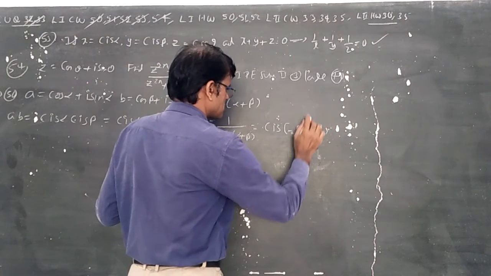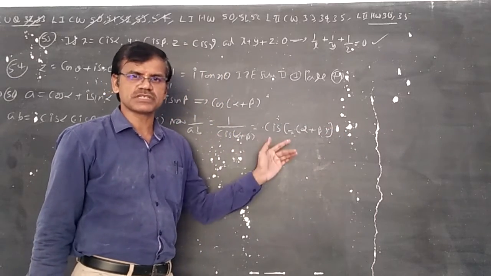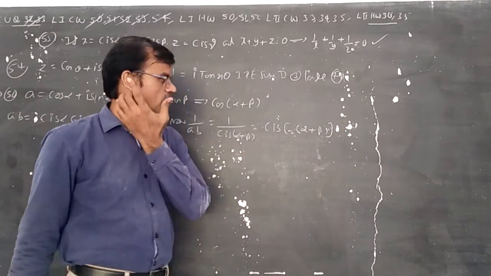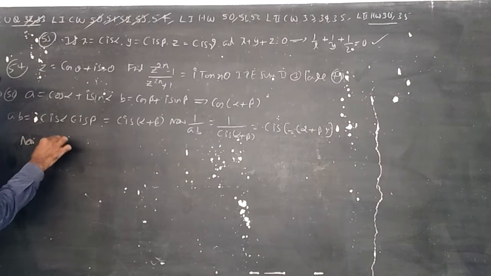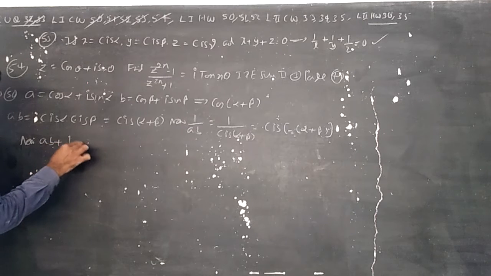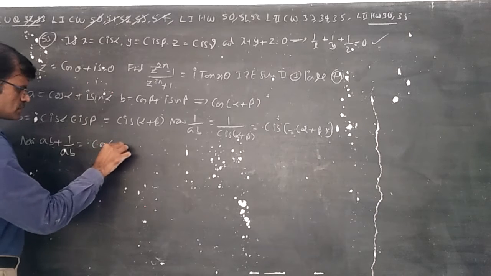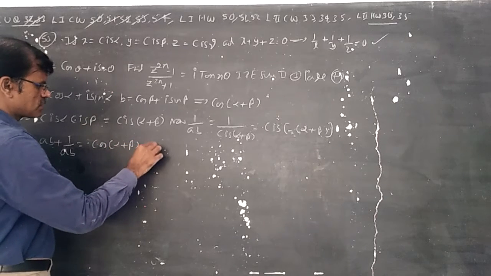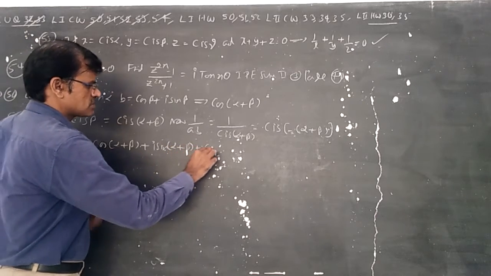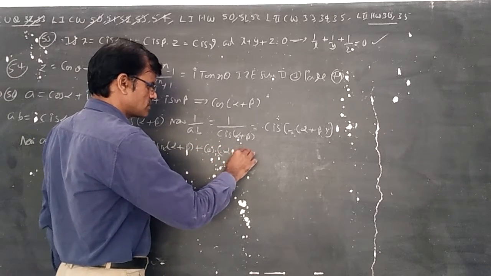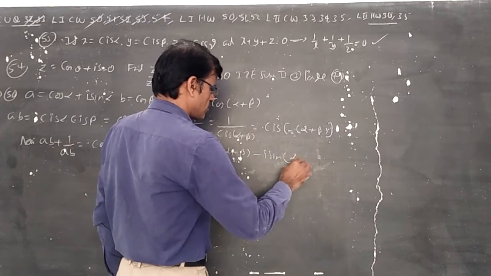Students, try to understand, this is not alpha minus beta. 1 by cis theta becomes cis of minus theta. So it is cis of minus of alpha plus beta. Now AB plus 1 by AB can be written as cis of alpha plus beta, which is cos of alpha plus beta plus i sin of alpha plus beta, plus this is also cos of alpha plus beta, this is minus i sin of alpha plus beta.